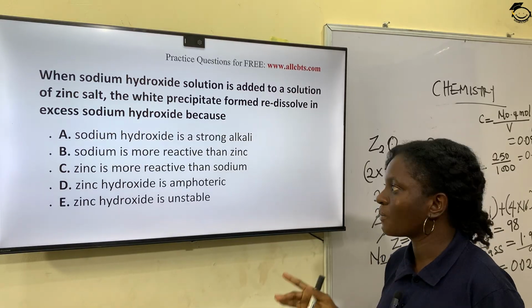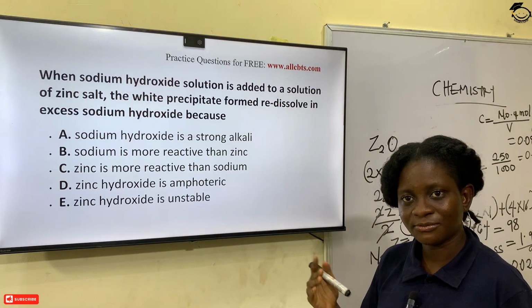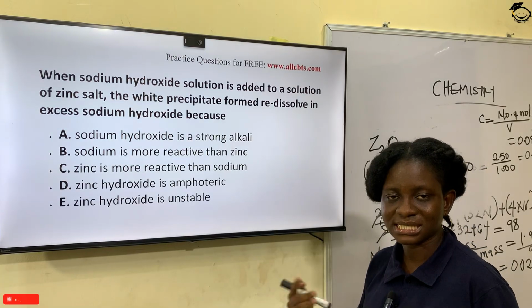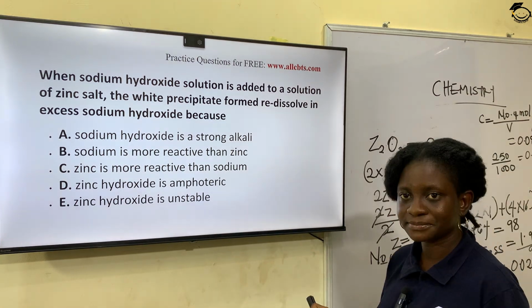So the only reason why this happens is because zinc hydroxide is amphoteric. Amphoteric means it can react with both acid and base. So D is the correct answer.